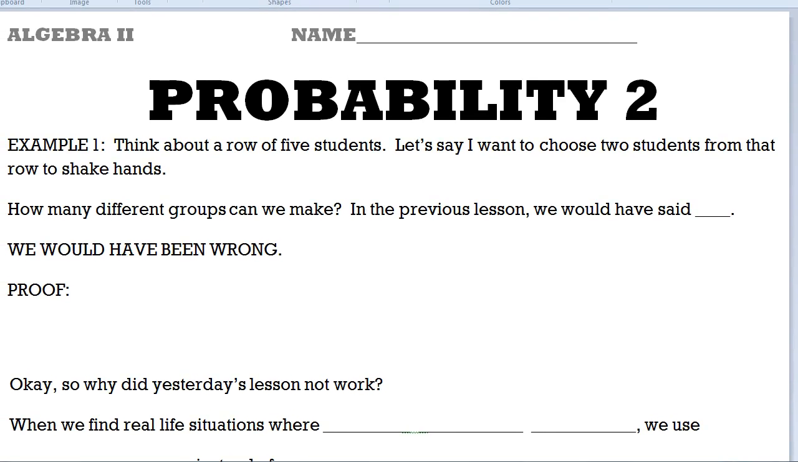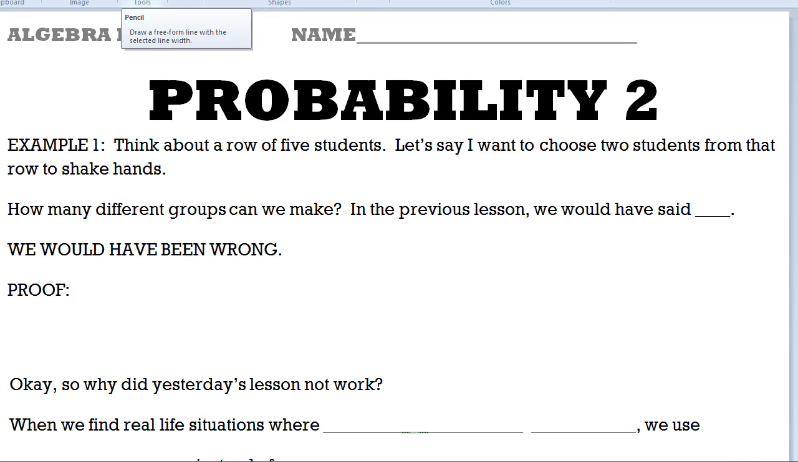Alright, looks like we're ready to go. So our first example, this is something we could have done in probability 1. Let's say you have a row of 5 students, and let's say you want to choose 2 students from that row to shake hands. How many different groups of 2 can we make? How many handshakes could you make?